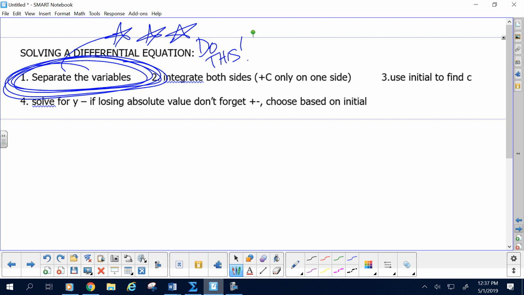All right, so make sure when you get a differential equation, you separate the variables. Understood?